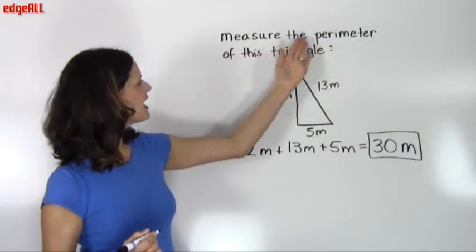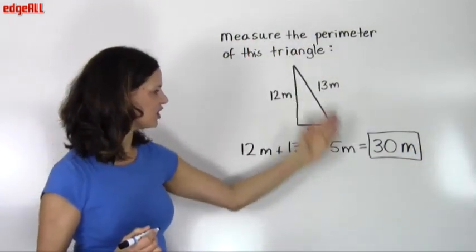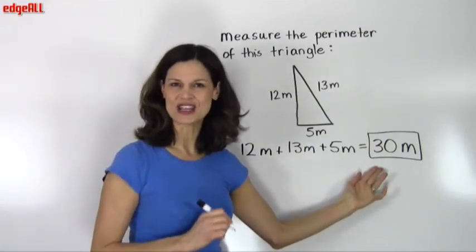So this triangle has a perimeter of 30 meters.